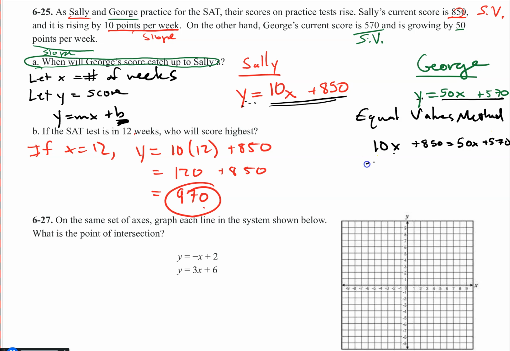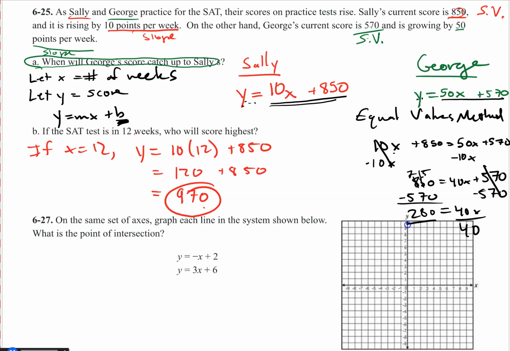And now we can solve for x, right? So take away 10x, that's the smaller of the two x's, so minus 10x. 850 equals 40x plus 570. Then you're going to want to take away 570. So we have 40x equals, this is 0, 15 minus 7 is 8, 7 minus 5 is 2, 280. And then divide both sides by 40. So x equals 7. X was number of weeks, so we can say 7 weeks.